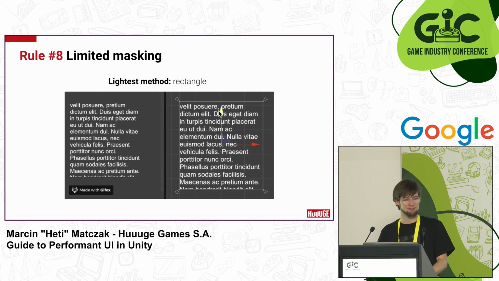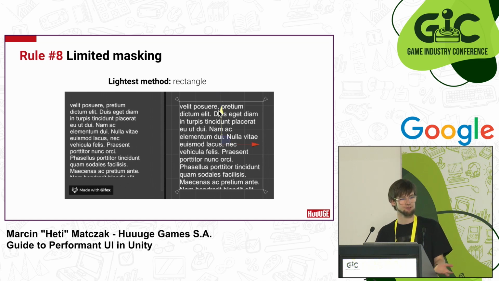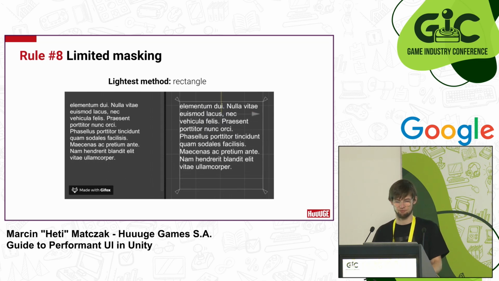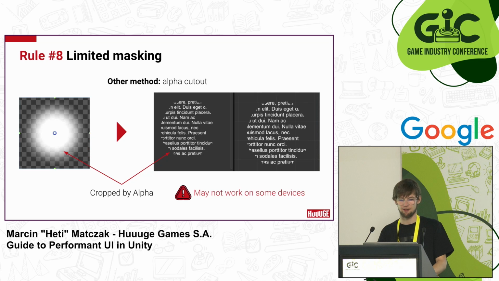Masking in Unity is another issue, because it comes in limited options. First is the rectangle, the most efficient one, but it's nothing fancy. We can use graphics with alpha channel to shape the mask, but as you can see, it cannot create a gradient in the mask. You would still end up with a cutout, and what's worse, it doesn't always work with every single device.